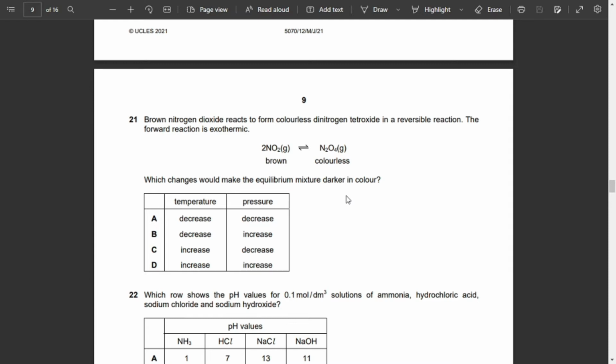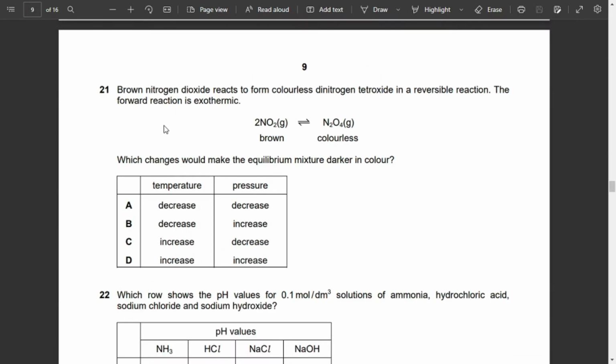Brown nitrogen dioxide reacts to form colorless dinitrogen tetroxide in a reversible reaction. The forward reaction is exothermic, that means the backward reaction is endothermic. So which changes would make the equilibrium mixture darker in color? First of all, we need to know that brown nitrogen dioxide reacts to form colorless. That means here it's brown, here it's colorless.